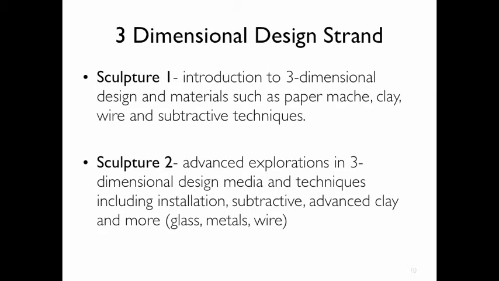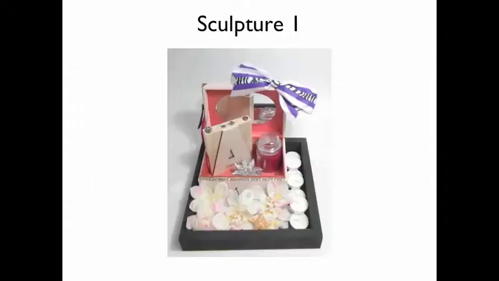The three-dimensional design strand is comprised of two courses, Sculpture 1 and Sculpture 2. In Sculpture 1, you learn about papier-mâché, clay, wire, and subtractive sculpting techniques. In Sculpture 2, you will advance your skills further in those areas and also may explore things like glass, metal, or installation art. These are some examples from Sculpture 1 class.